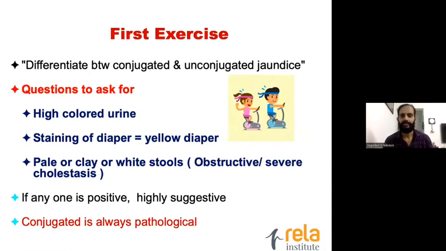Whenever a child comes to us for a consultation, we should ask the mom whether the child had high-colored urine, which is staining the diaper, and whether the child had a pale stool or a white stool, which speaks of cholestasis. If any of the above history is positive, we need to think of conjugated jaundice, which is always abnormal.